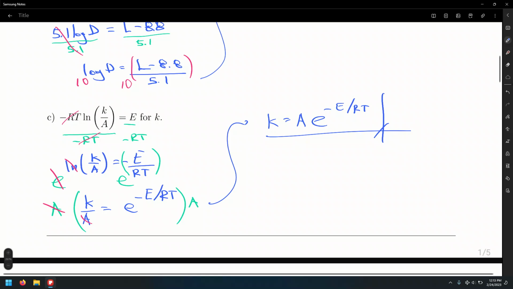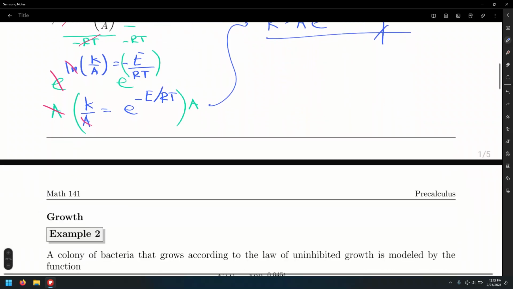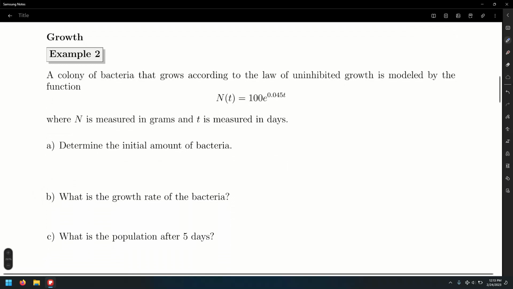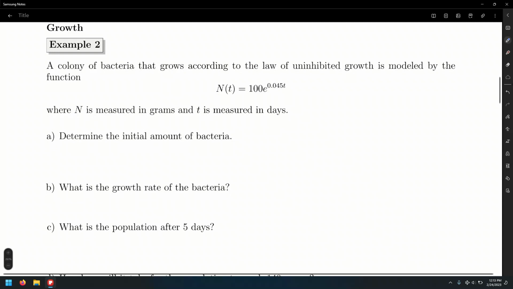And so now we're going to apply this to other situations, and that's going to be our next page, in one of the first applications for population growth. What we have here: a colony of bacteria that grows according to the law of uninhibited growth is modeled by the function N of t equals 100 e to the 0.045 t. How do we know this exponential function will represent growth? Look at the sign of the exponential factor. It's positive, so that means we're modeling growth.